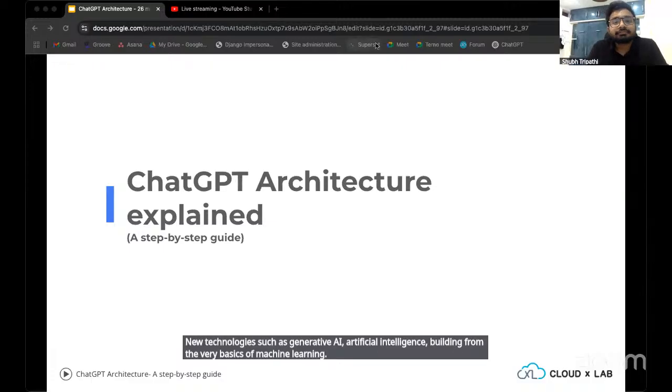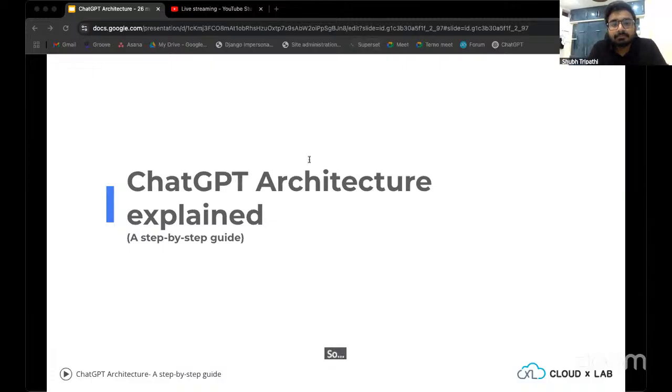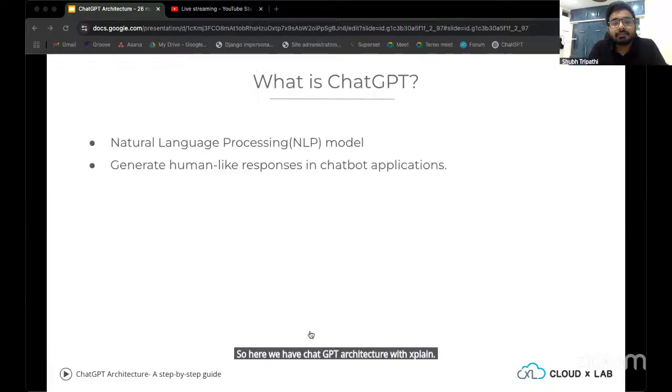So yeah. So here we have ChatGPT architecture with explain. So okay. Now what is ChatGPT?